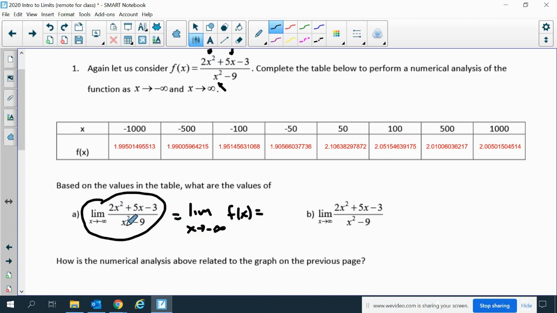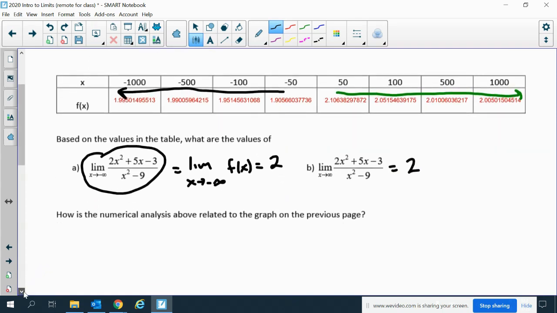So what is happening as we approach -infinity? Well, as we go this way on our table, it sure looks like the graph is approaching 2. And likewise, as we go this way on the table and the x values approach positive infinity, it looks like these numbers are getting closer and closer and closer to 2, but never quite touching it. So that is equal to 2 as well.